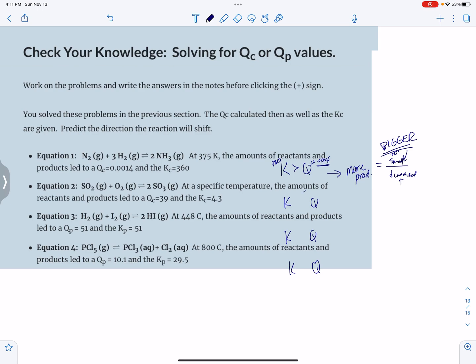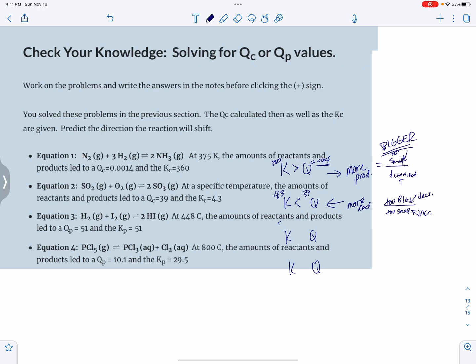All right, in this one I've got a 39 and I have a 4.3, so it goes that way. This one is going to need more reactants, and basically the idea there is that the Q that I'm looking at, this part is too big, or you could also say that this part is too small. Either way will get you a big number, and you need a smaller number. So what needs to happen is that this needs to increase and this needs to decrease.